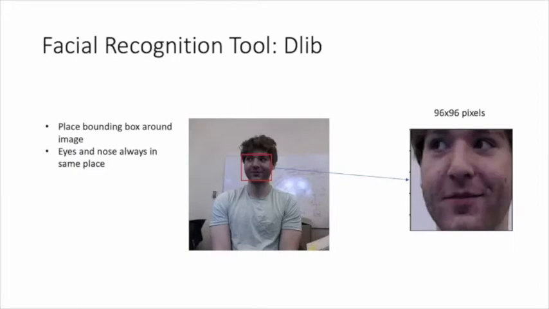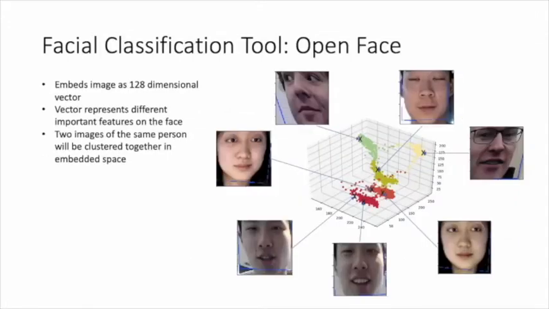We use 2 main tools to help create a facial classification system. The first is a Python library called dlib, used for facial recognition. This allows us to create a bounding box around a face in an image and crop and warp it so that the eyes and nose are in the same place every time, and the image is 96 by 96 pixels. This pre-processed image is then fed to an open-source facial classification tool called OpenFace.